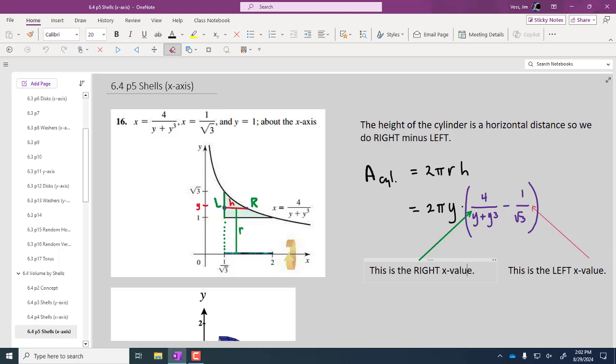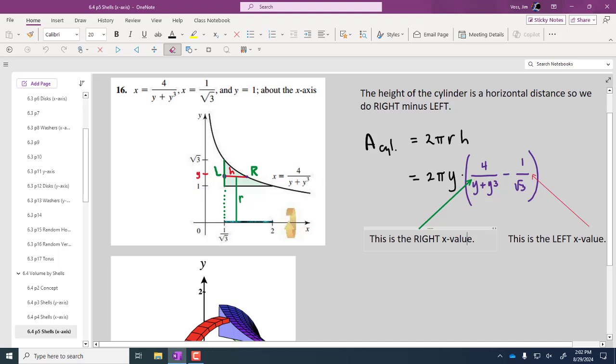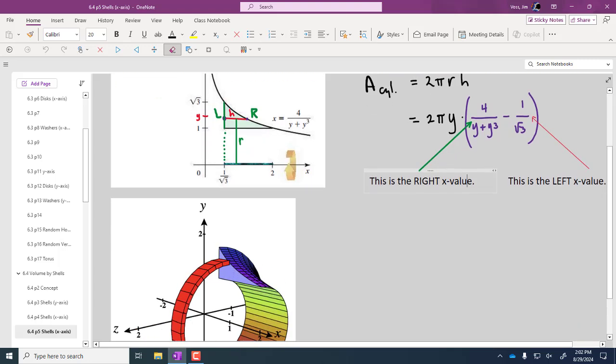And so when we look at our generating region here, we need to choose an element, an integration element. So that's what the red line is. That's our integration element. You can imagine it as a little rectangle. And when that little rectangle rotates around the x-axis, it's creating this red cylinder.